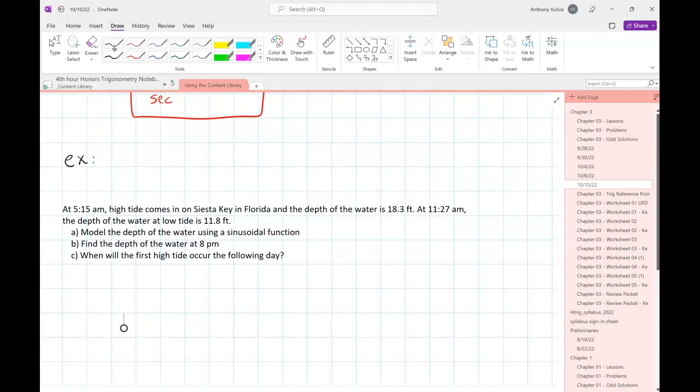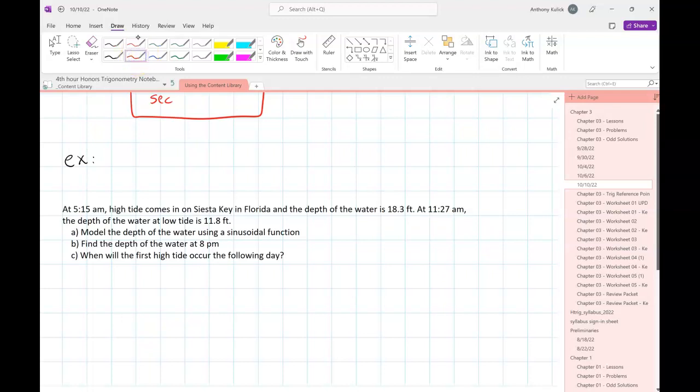At 5:15 a.m., high tide comes in on Siesta Key in Florida, and the depth of the water is 18.3 feet. At 11:27 a.m., the depth of the water at low tide is 11.8 feet. Model the depth of the water using a sinusoidal function. Find the depth of water at 8 p.m. When will the first high tide occur on the following day?